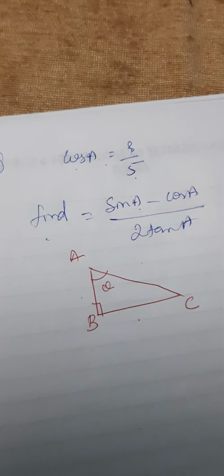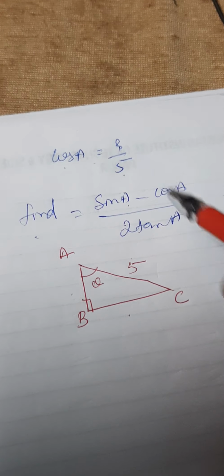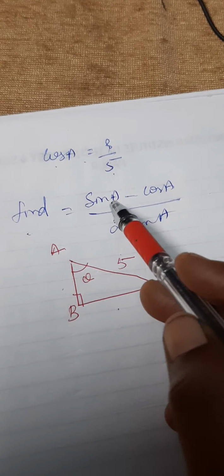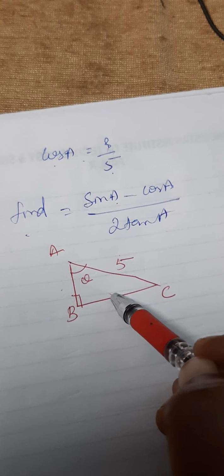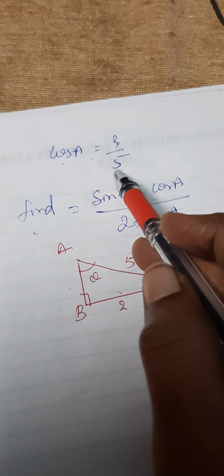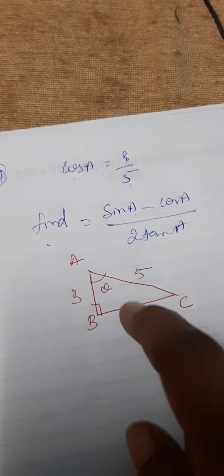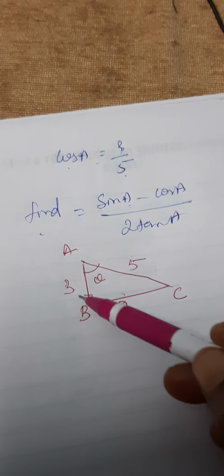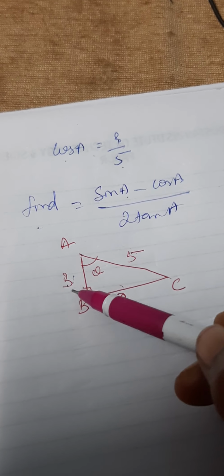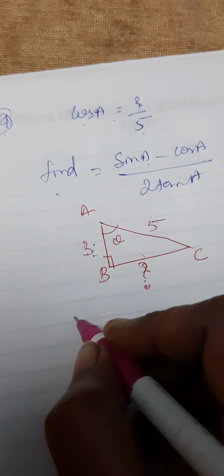So cos A, we know that it is adjacent side by hypotenuse. So hypotenuse value is 5. This is adjacent by hypotenuse, so adjacent, this will be 3. So you need to find out what is BC now. Since cos A is equal to adjacent side by hypotenuse, so this is 3, 5. Now let us find out BC, which is the opposite side.